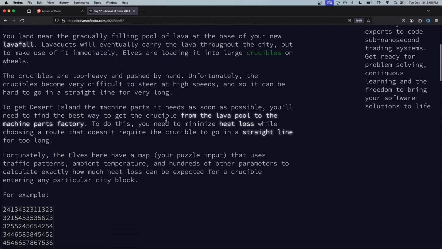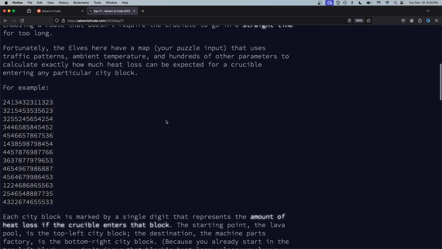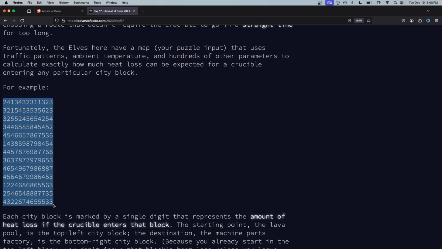So for this problem, we're pushing a crucible full of lava through a city and trying to pick a route through the city that minimizes the heat loss on the crucible. Our inputs look like this, and essentially each single digit is a city block, and the number corresponds to how much heat we would lose passing through that block. So what we want to do is find a path from the top left to the bottom right such that we minimize the heat loss.